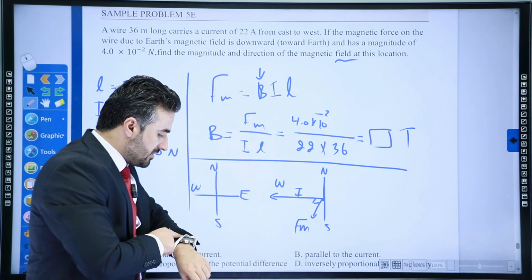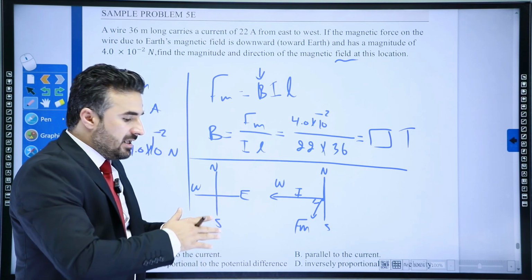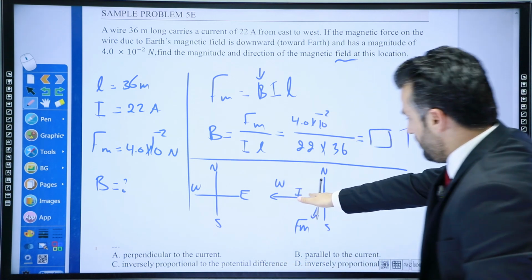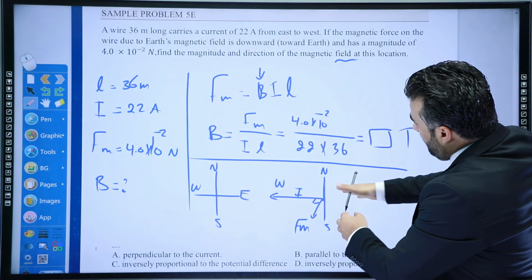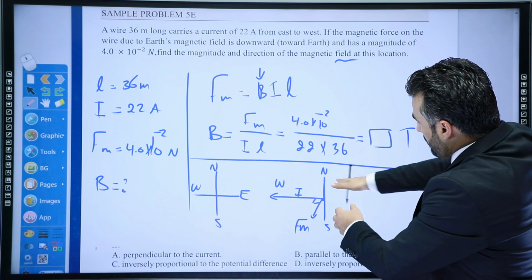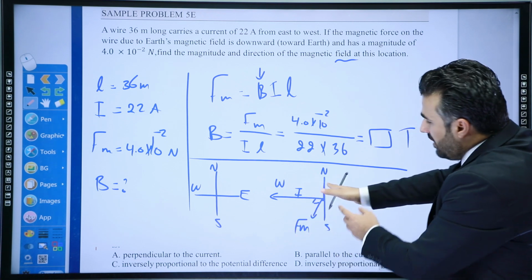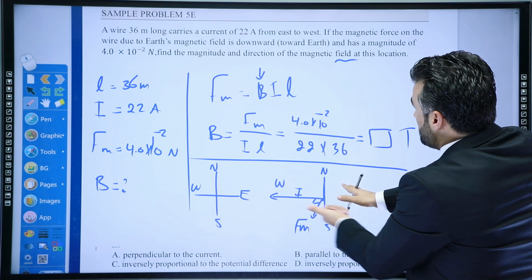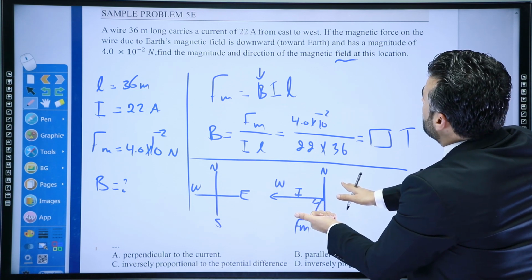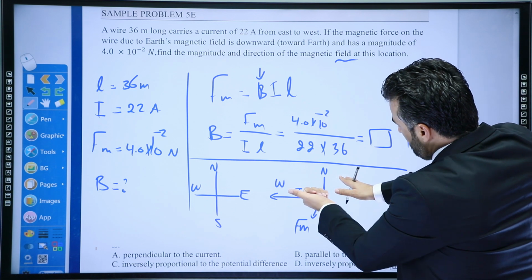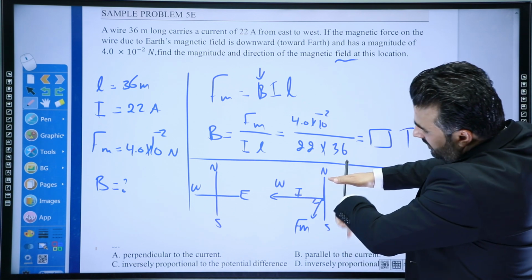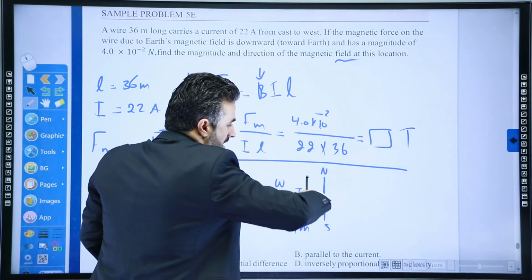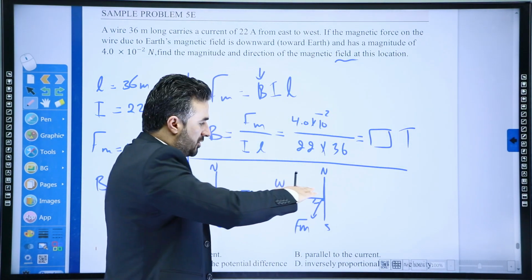Or if not, I can do this one, by the way. So let's say this is the direction of the current here, and I don't know if you can see that or not. If I hold my hand like this, this is the current which is going from east to the west, or basically towards west. This is the direction of the magnetic force, which is downward. If that is the case, then what is the direction of the magnetic field strength, by the way?